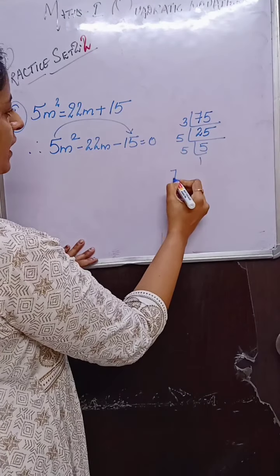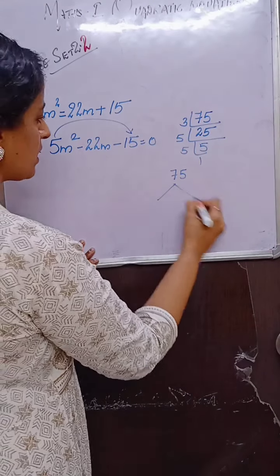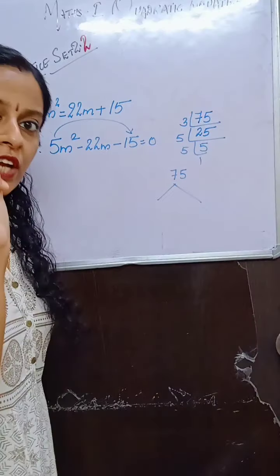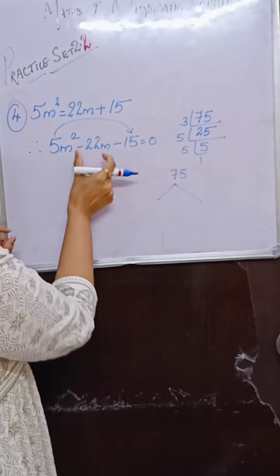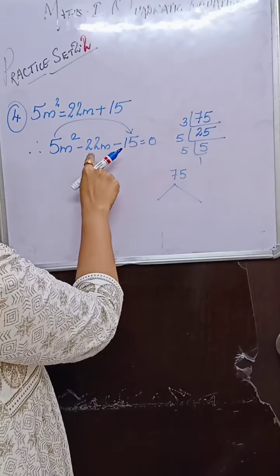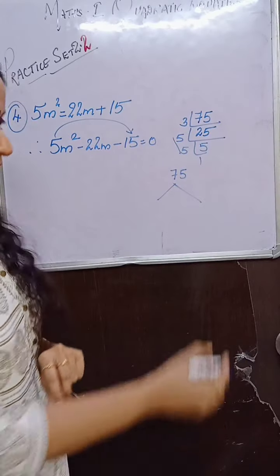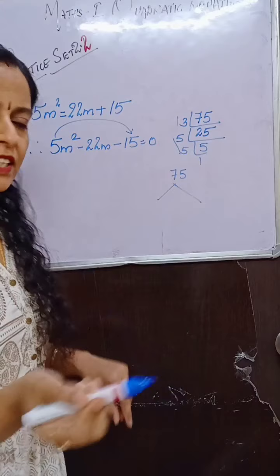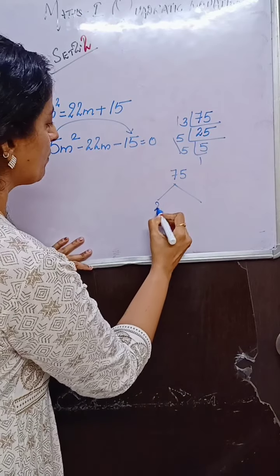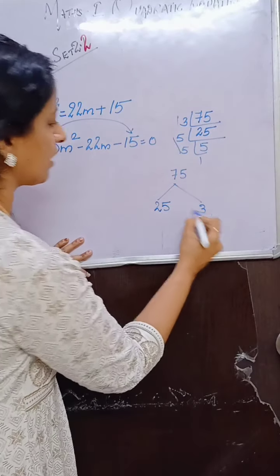So this 75 we want two numbers. When you multiply you should get 75. When you add or subtract you should get the middle term, that is 22. So which are the numbers? Yes, 5 5's are 25 and 3. 25 minus 3 is 22. So the numbers are 25 and 3.